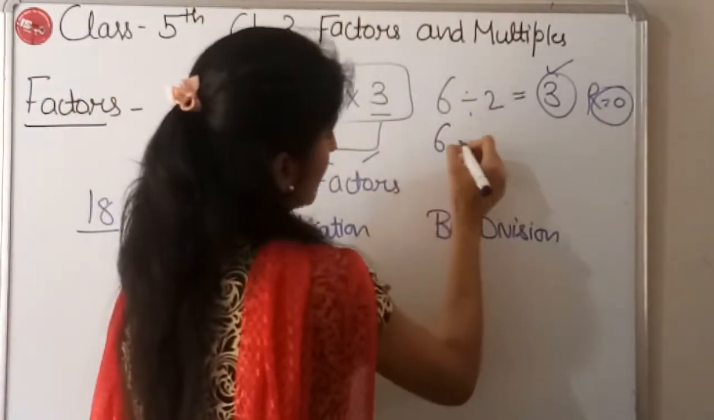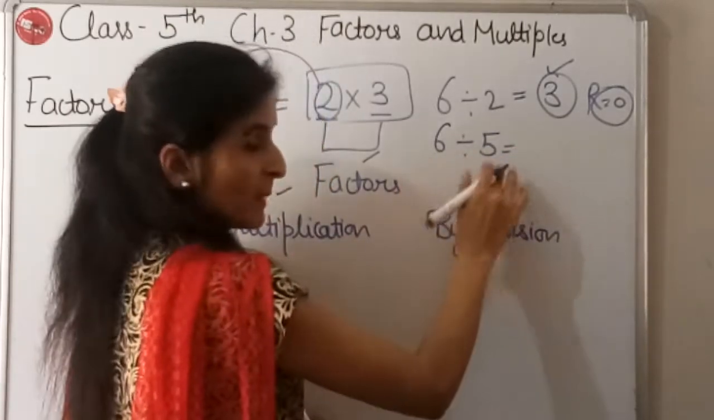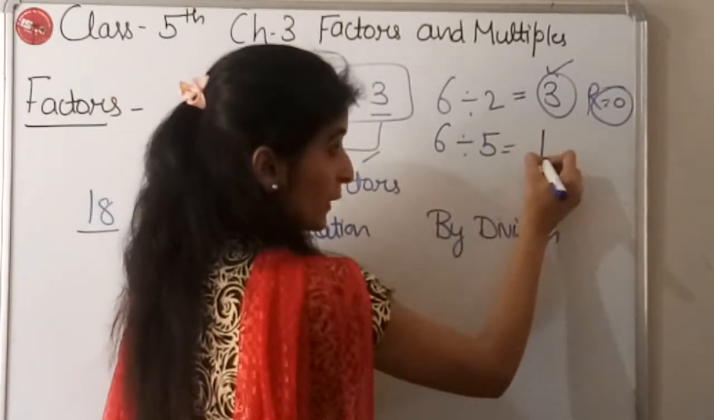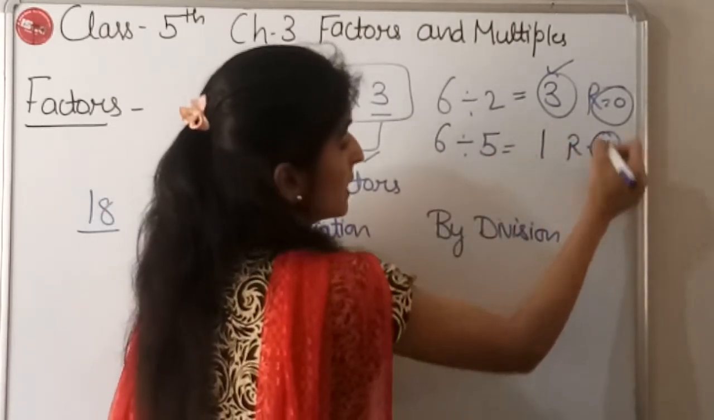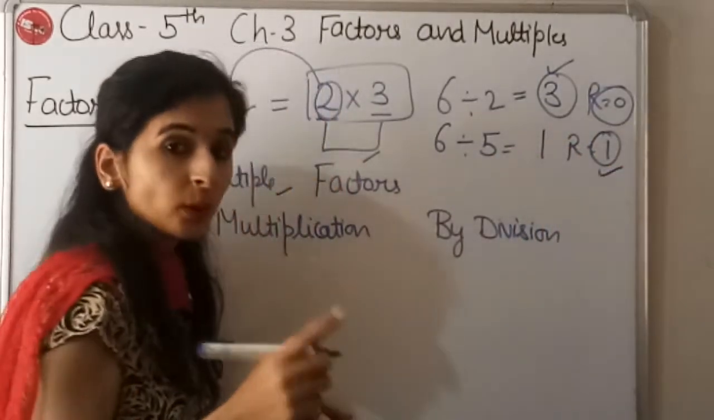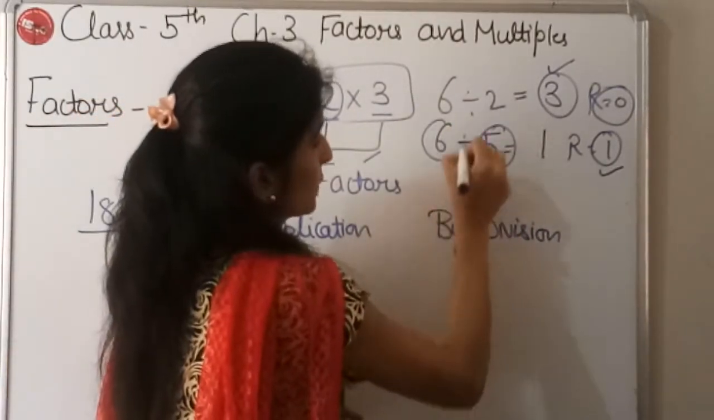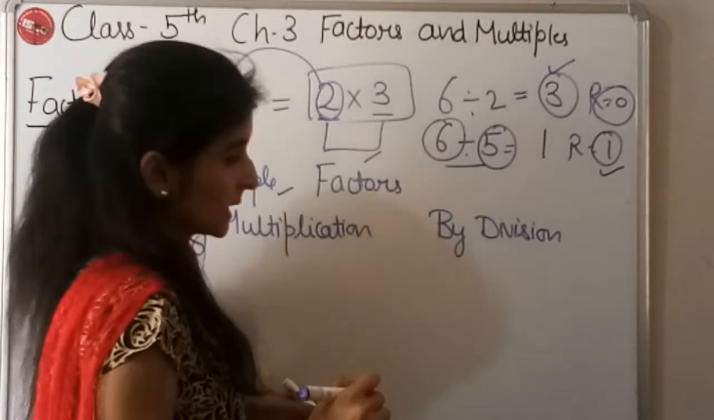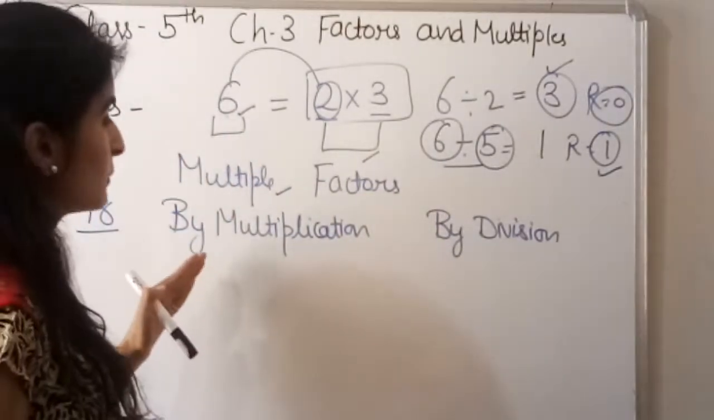Suppose I am taking this number 5. So if I divide 6 by 5, then the quotient will be 1. 5 ones are 5 and the remainder will also be 1. So if the remainder is not equal to 0, it means this 5 is not a factor of this number 6. Clear? So now firstly we will discuss the multiplication.